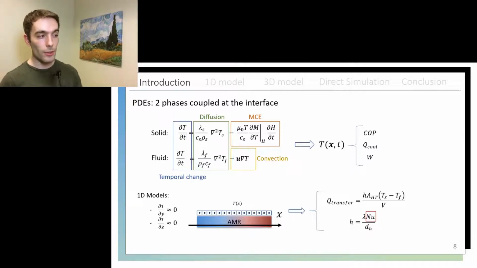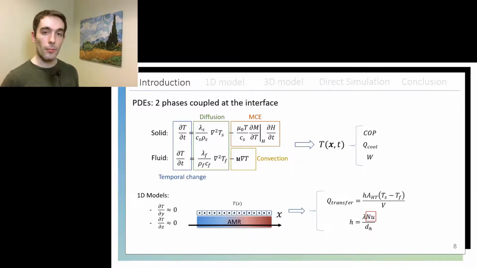They both have in common the temporal change and the diffusion terms. The solid domain has to include a source term expressing the magnetocaloric effect, which changes according to changes in the internal magnetic field. The fluid domain also has the convection term, which represents the transport of temperature. And from the coupled solution of these two equations, we get the temperature field in the regenerator at any point in time and space. By integrating that, we get more interesting values like the coefficient of performance, the cooling power, or the input work of the regenerator.